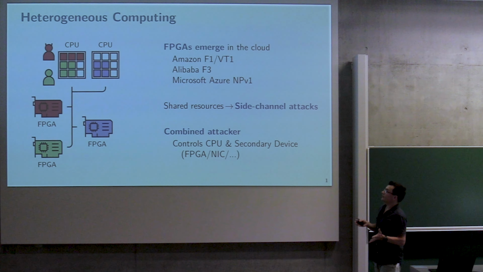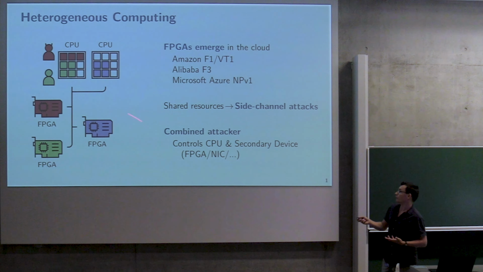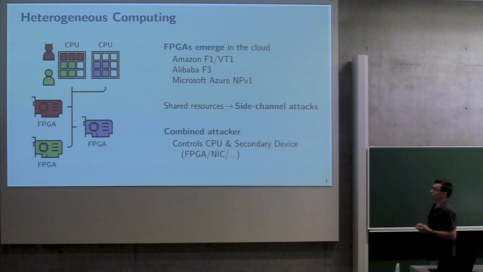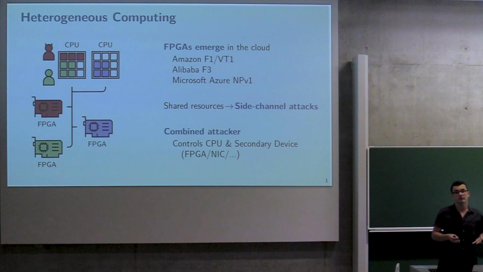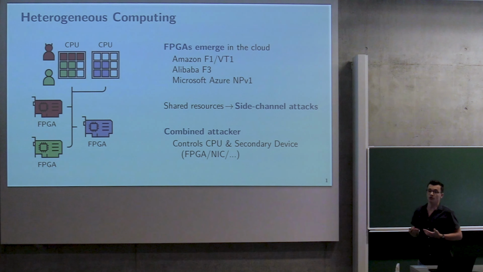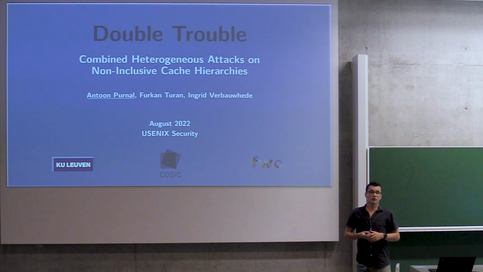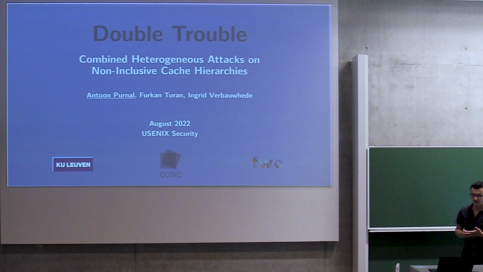And so during the years, we've seen cache attacks being mounted from the CPU. Very recently, we've also seen some being mounted from accelerators like FPGAs or network interface cards. But what this work wants to do is put forward a new kind of attacker model, being that of a combined attacker who controls at least one CPU core and one what we call secondary device. So this can be an FPGA or a network interface card. And this is the topic of our paper, Double Trouble. So this is joint work with Antoon Purnal and Ingrid Verbauwhede from IMEC COSIC at KU Leuven.